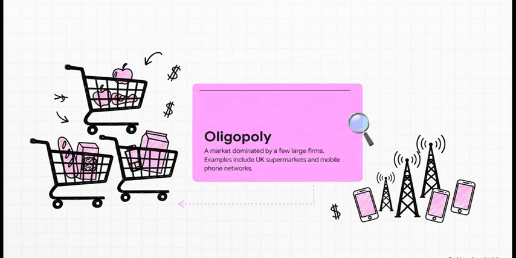Moving on, we get to the oligopoly. Now, this is where things get interesting. This is a market run by just a handful of huge companies. And ding, ding, ding, this is the answer to our question from the very beginning. The big supermarkets, your mobile phone provider, these are classic oligopolies.